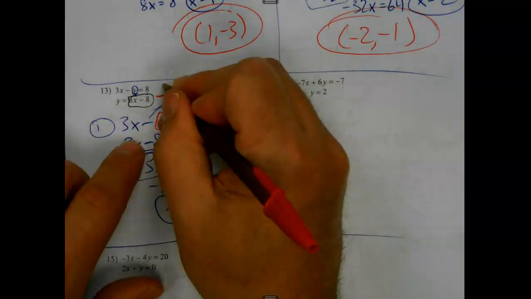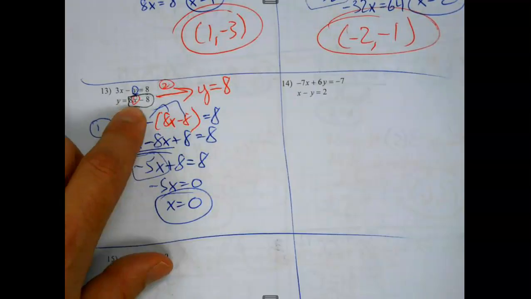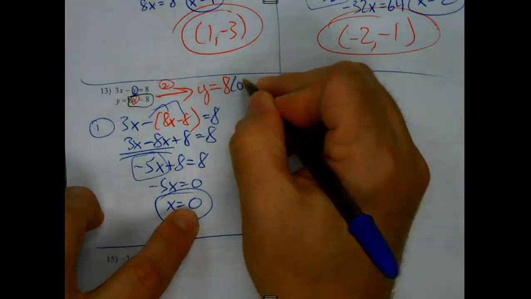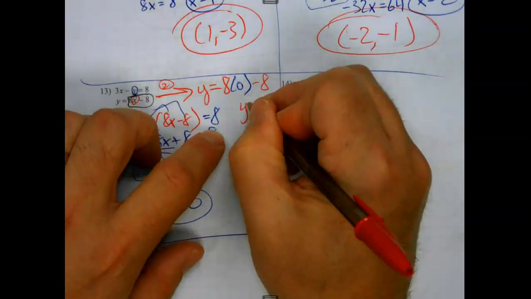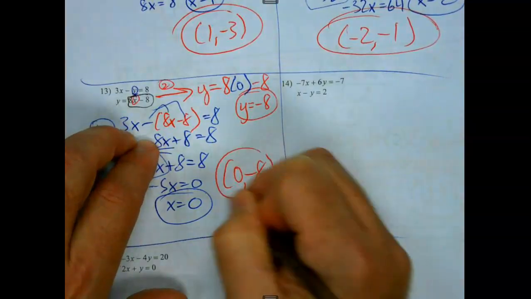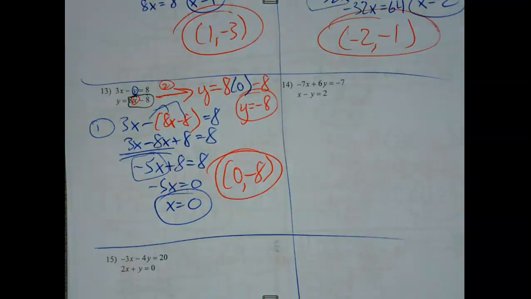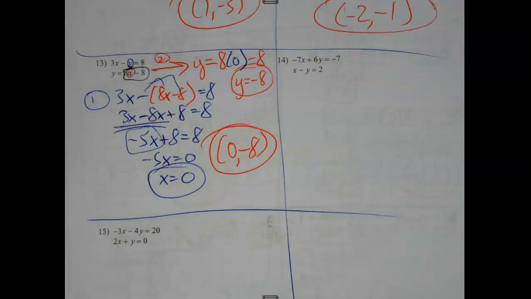Go back up here, find my y equals equation. Now I know what x is. 0 minus 8 is negative 8. 0, negative 8. Now again, I'm not expecting you to go as fast as I do. Okay? I am expecting, though, that you can run at a consistent rate. If you're not, again, it's because you haven't practiced.